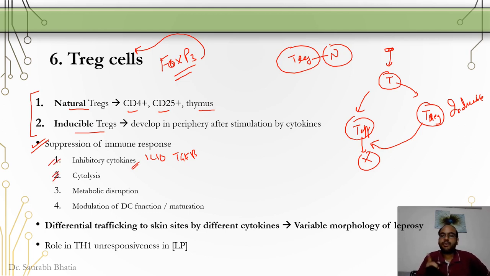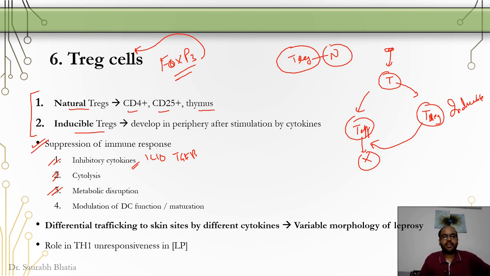Cytolysis, that means destroying the immune cells. So if immune response is more active, destroy the cells. Immunity will quiet down. Metabolic disruption, that means the immune system requires a lot of metabolic activity and a lot of metabolic processes to kill any pathogen. T regulatory cells decrease that metabolic activity or provide obstacles in those metabolic pathways, and thus the immune cells are not able to act by their own volition, and you have the regulated immune system.